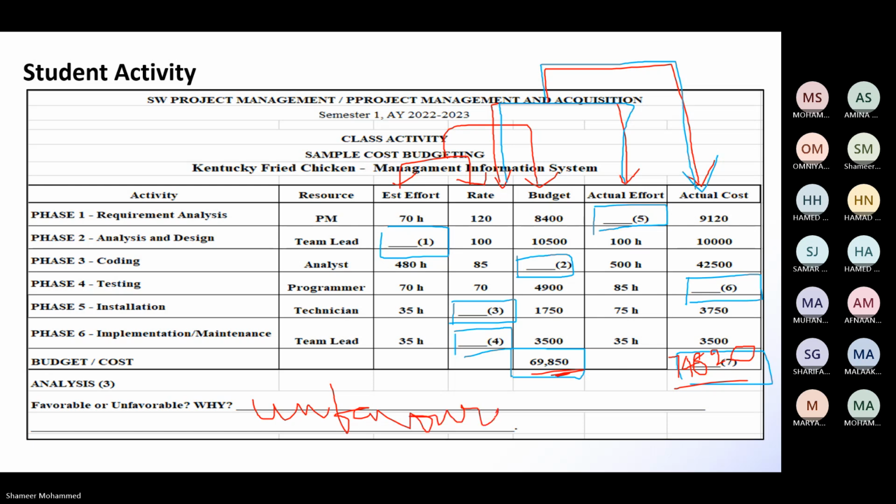Because the actual cost, the amount you are spending, is higher than the budget allocated. So for that reason you need to write here. So for that also you will get the marks. Okay. So this type of question will be asked for you. So you have to practice all these things.